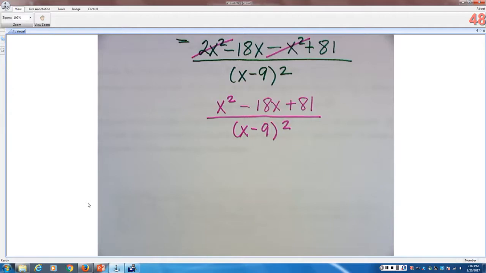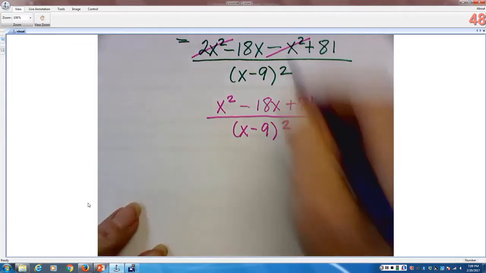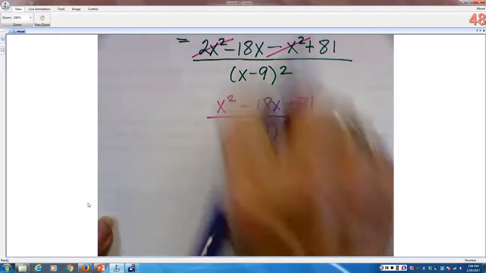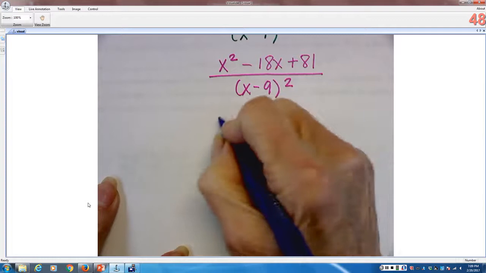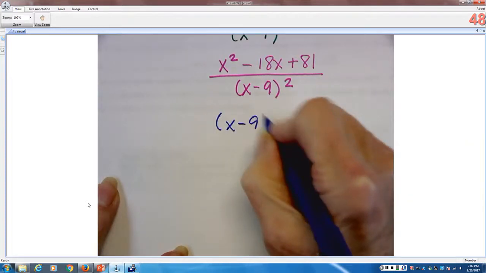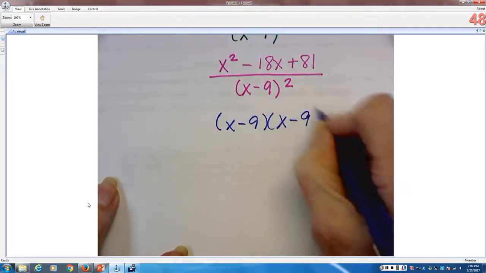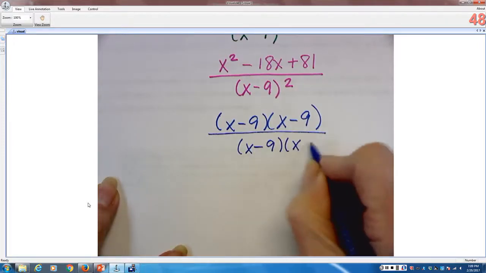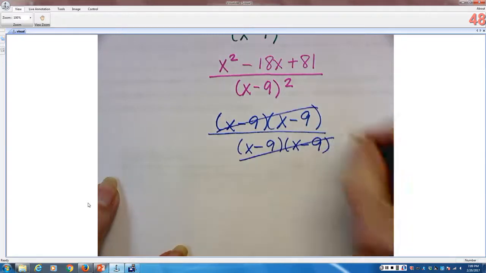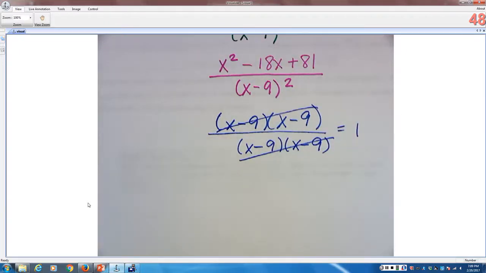Does that matter? I mean, because it's the same thing, it's like 1, because the top is x minus 9 squared. Yes, it does, and I'm glad you brought it up instead of me having to bring it up, because I'm going to show you what we could have done back up here. So yes, the numerator does factor to x minus 9 and x minus 9 over x minus 9 times x minus 9, which is 1. So the derivative of that is 1, right? Seems like an awful lot of work to go to for 1.